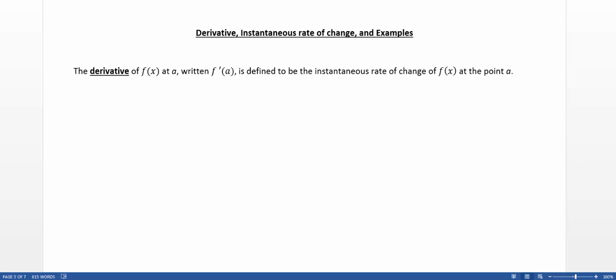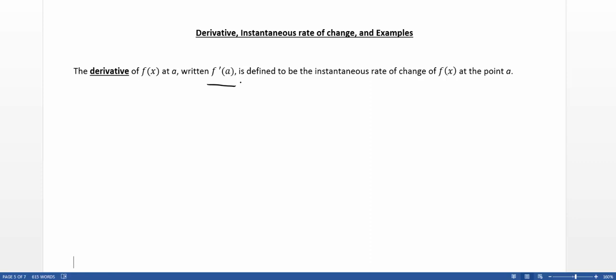Well, as you can imagine, it's related to the instantaneous rate of change because the derivative of f of x at the point a, which we can write as f prime of a, which you see here, is defined to be the instantaneous rate of change of f of x at the point a. So when we have the instantaneous rate of change at a point, it's also the value of the derivative at that point. So the derivative at a point is the same thing as the instantaneous rate of change. Now, that's also the same thing as the slope of the tangent line. So as you can imagine, there's a lot of ways to talk about the same thing here.